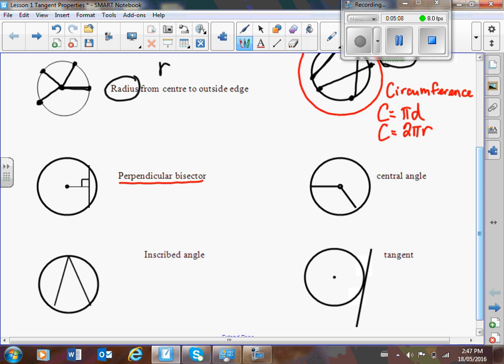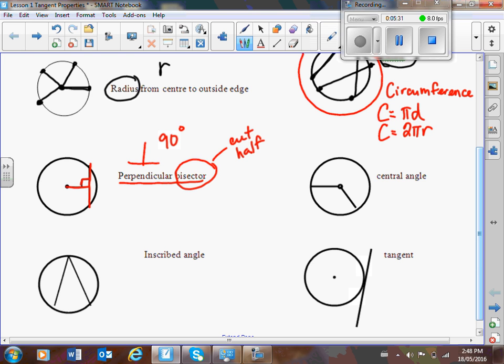Okay, it involves perpendicular lines. So remember, perpendicular lines meet each other and make a 90-degree angle, and it bisects. Bisects, that's cut in half. Okay, so over here on the diagram, we see that we have a perpendicular set of lines. They're meeting each other, making a 90-degree angle.